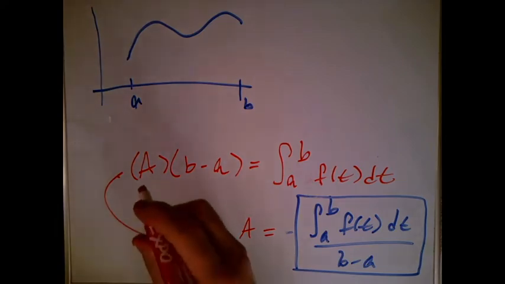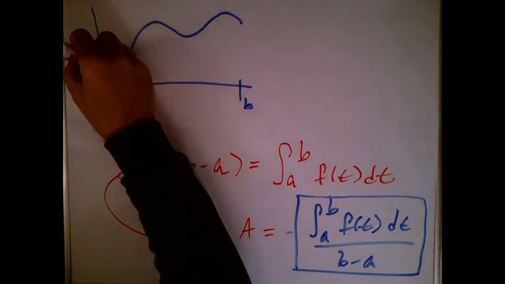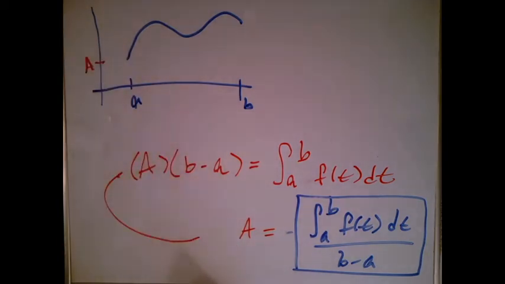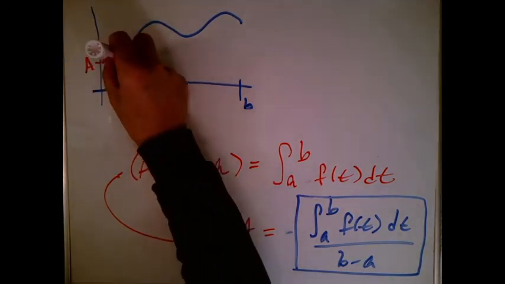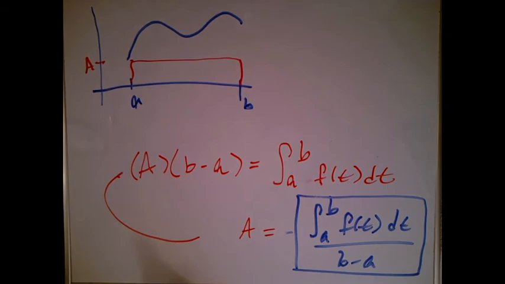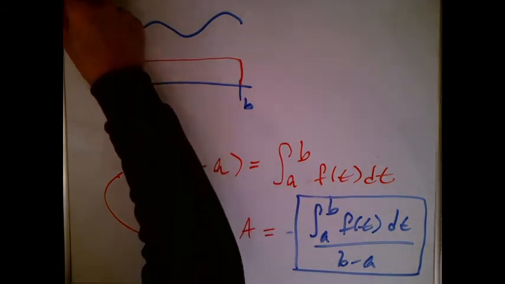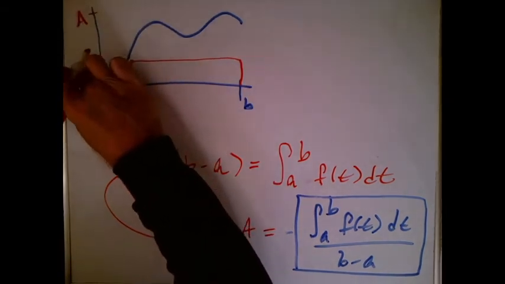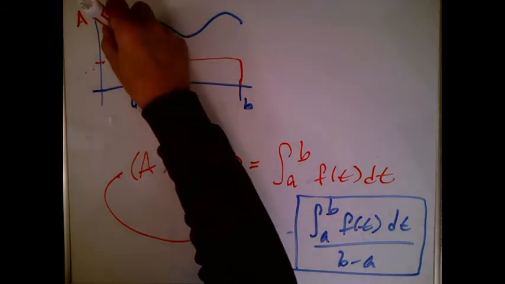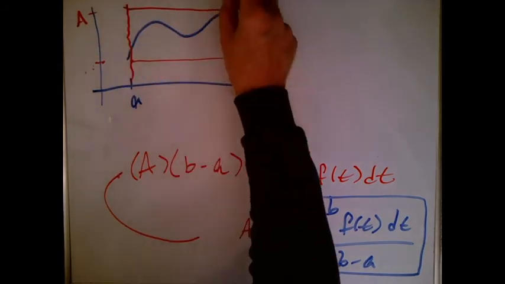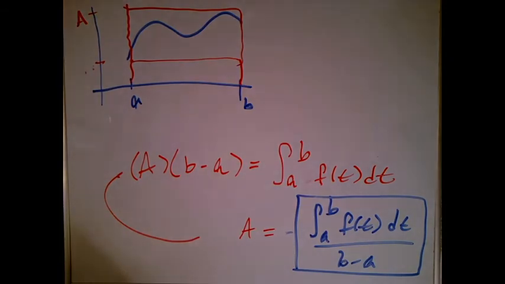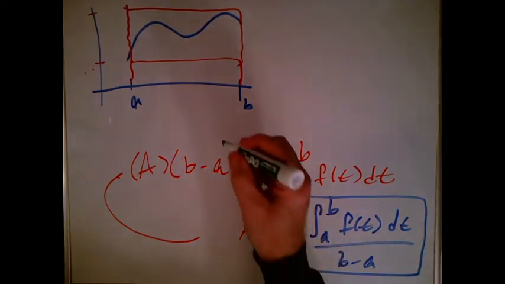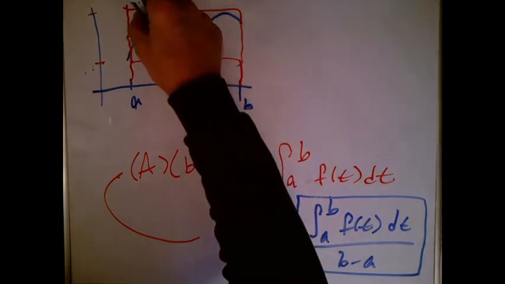Now, what I want to do is look at a couple possibilities. Could A be here? No. If A was there, the area of this rectangle is way too small. Could A be the very top? No, because the area of this rectangle is way too big. What we want is a height somewhere in the middle. And I think I'm going to try to use green, so that the area of the rectangle is exactly equal to the area under the graph. And it's got to cut something like this, I think.